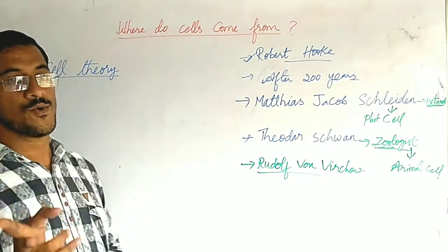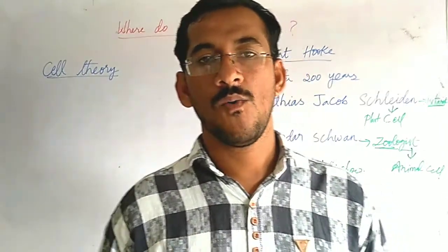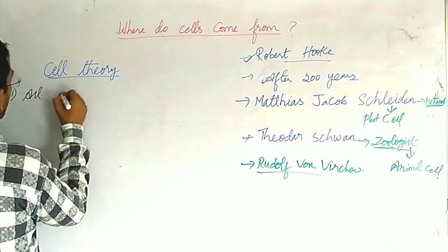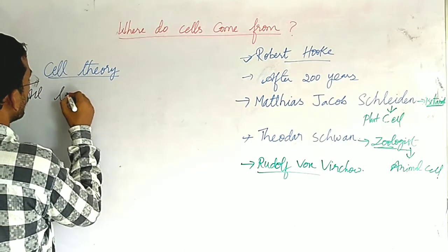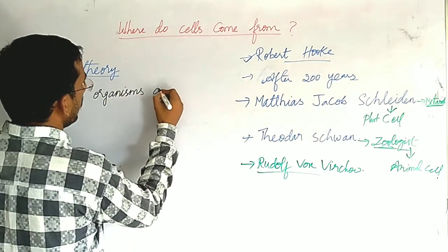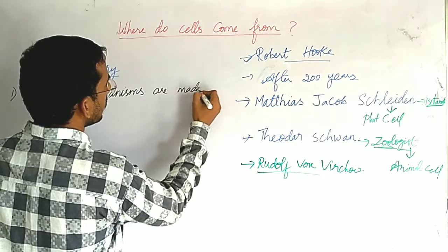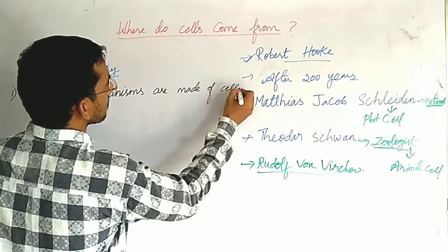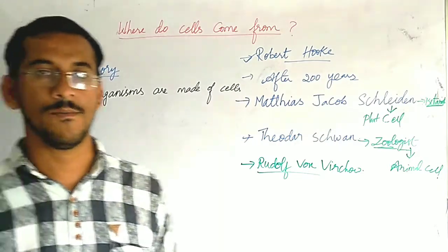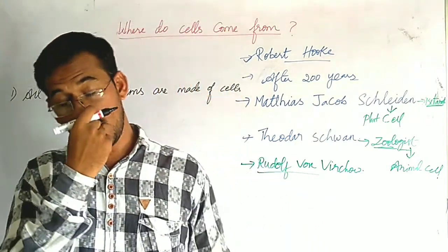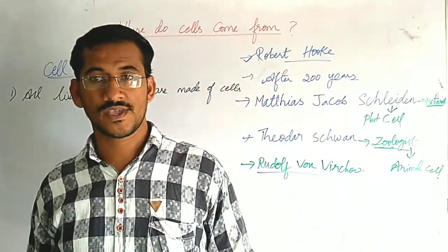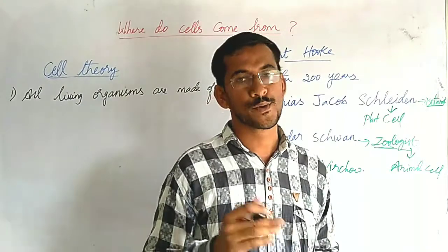So remember two points in cell theory. One is all living organisms are made of cells. This is a very important point. Every living thing is made up of cells. Plants, animals, human beings, even microorganisms, everything is made up of cells and is a product of cells.